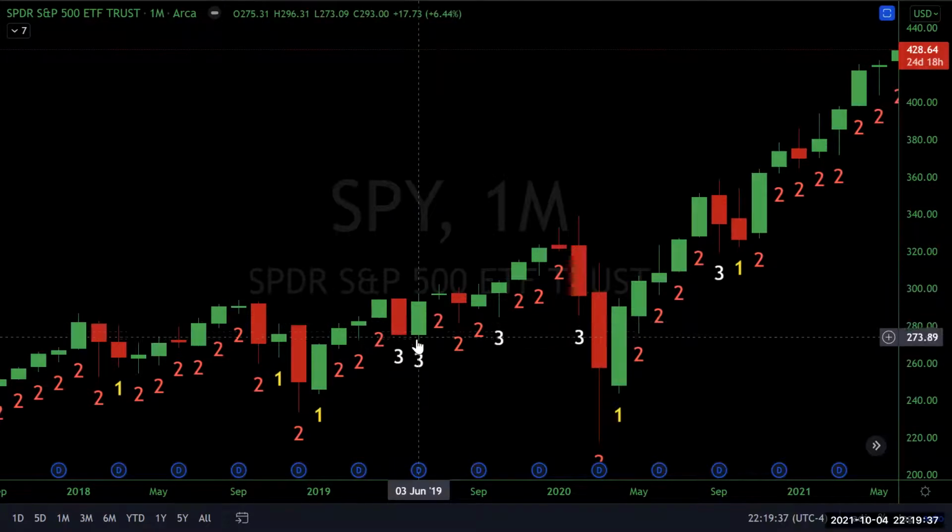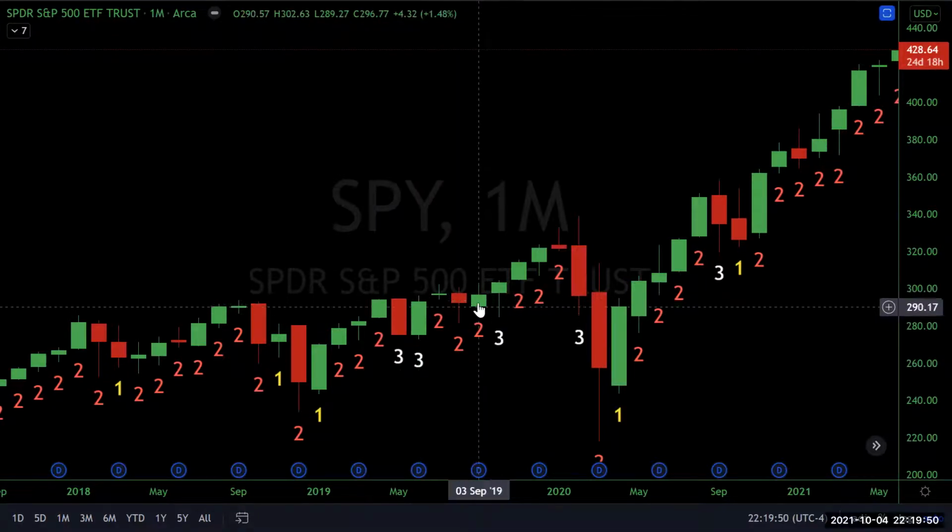It's still a 2 down because we took out the low. So at this point, we enter thinking, okay, this 2 down is gonna go 3. Boom, we take the entry and boom, it broke the high of the previous candle. Success. You get me? Same thing with this one.